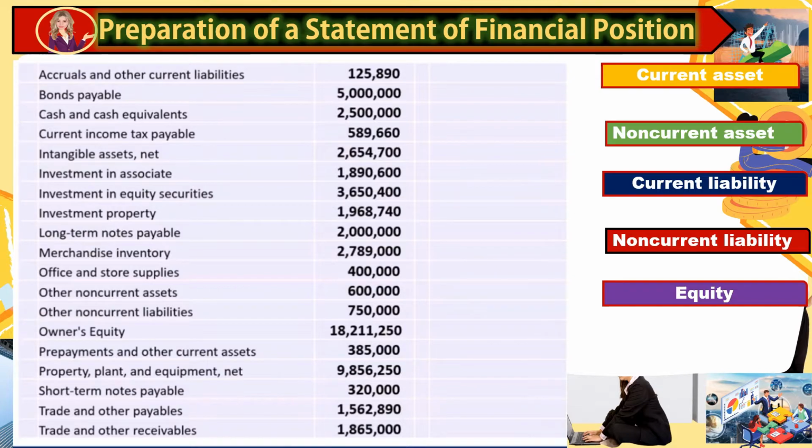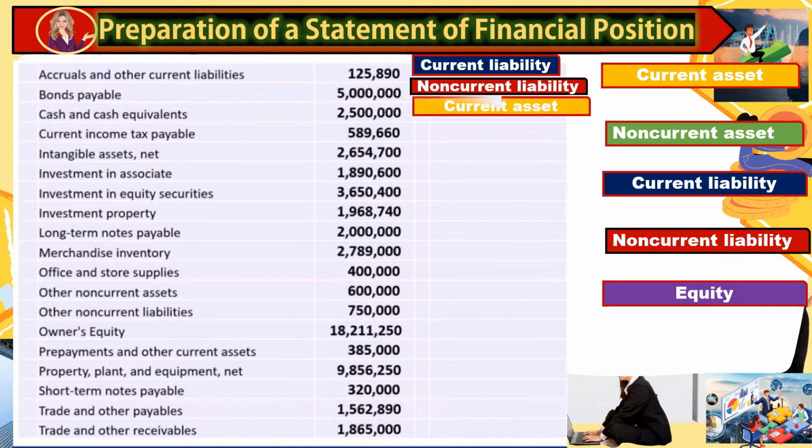One is the accruals and other current liabilities. It is a current liability. Next, bond payable. It is a non-current liability. Cash and cash equivalents. It is a current asset. Current income tax payable. It is a current liability. Intangible assets, net, is a non-current asset.